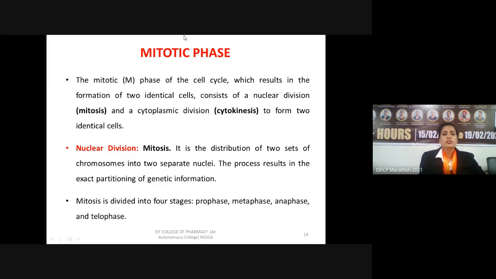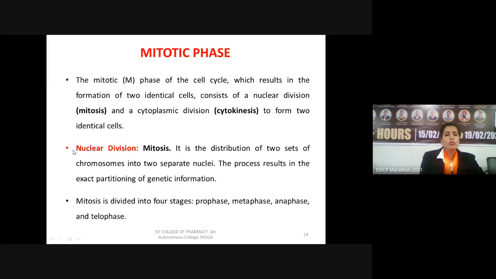So the mitotic phase, which is denoted as M phase, results in the formation of two identical cells, meaning two similar daughter cells. It consists of two phases. The first one is nuclear division, known as mitosis, and the other one is cytoplasmic division, that is cytokinesis. In nuclear division, the content of the nucleus, like the chromosomes, will start replicating, and in cytokinesis, the division of the cytoplasmic contents takes place.